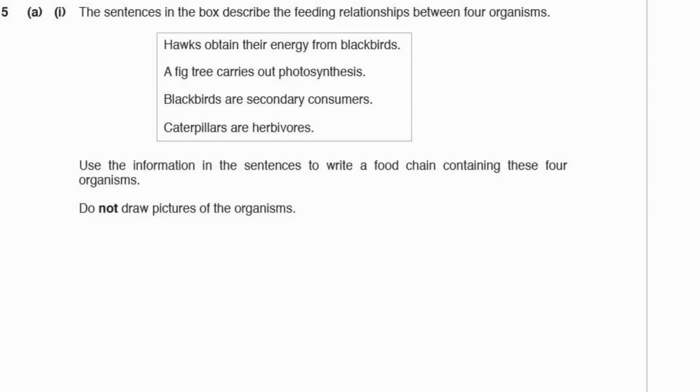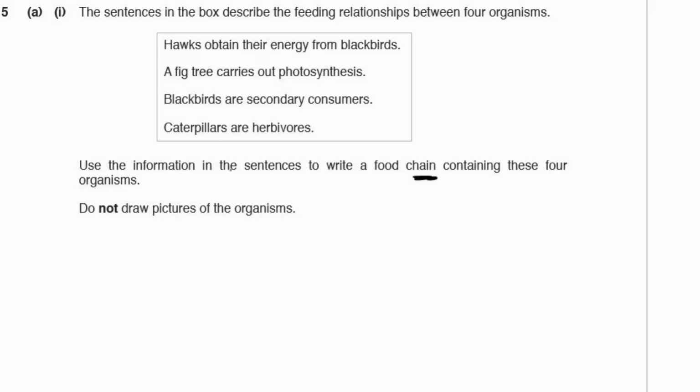5A1. The sentences in the box describe the feeding relationships between 4 organisms. So hawks obtain their energy from blackbirds, a fig tree carries out photosynthesis, blackbirds are secondary consumers, and caterpillars are herbivores. Use the information in the sentences to write a food chain containing these 4 organisms, and do not draw pictures of the organisms. It's a waste of time. This isn't an art class. This isn't an art exam. You're okay. You just have to write in the words. Okay, you want to write a food chain, not a pyramid or anything like that.